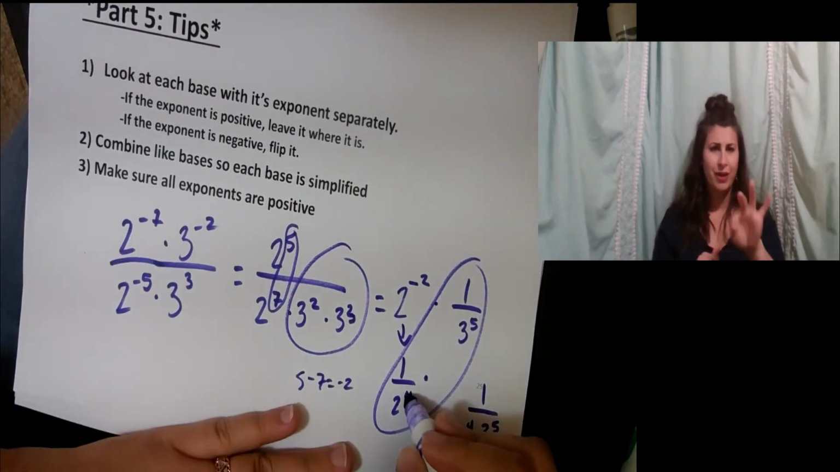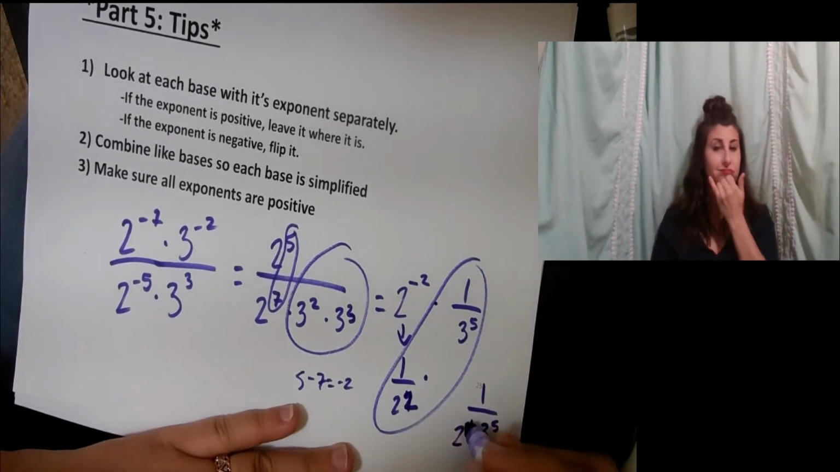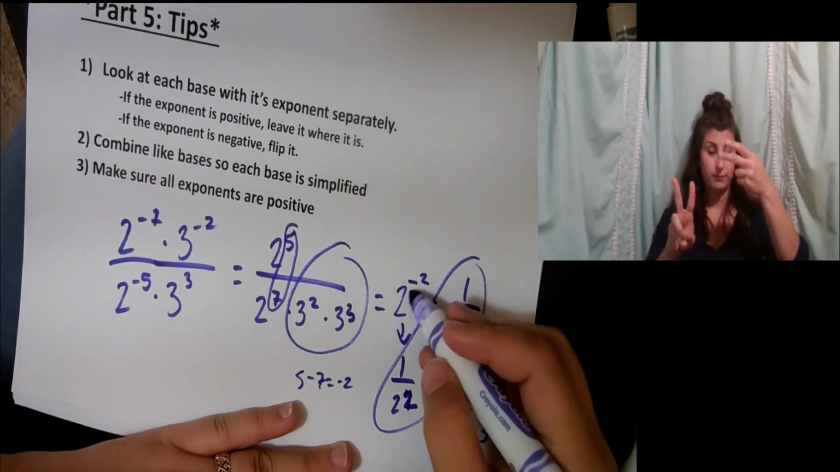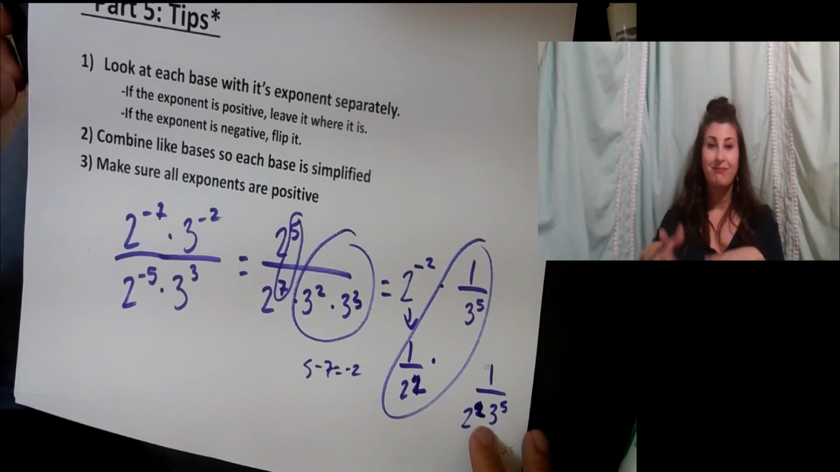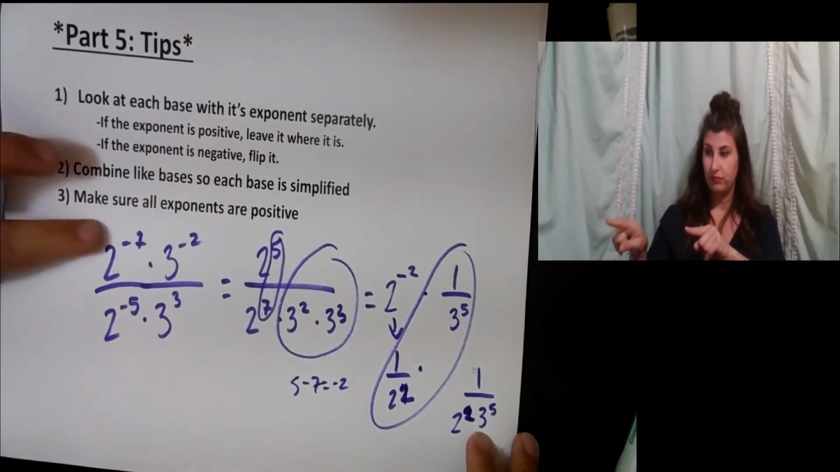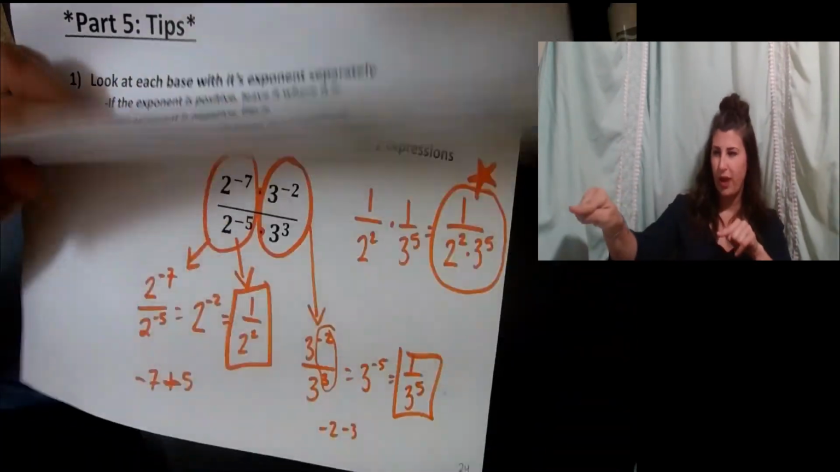Oh, I don't know how I got 2 to the 4th. That should be 2 squared. Sorry, I multiplied that part. All right? And that will get you the same answer we got over here.